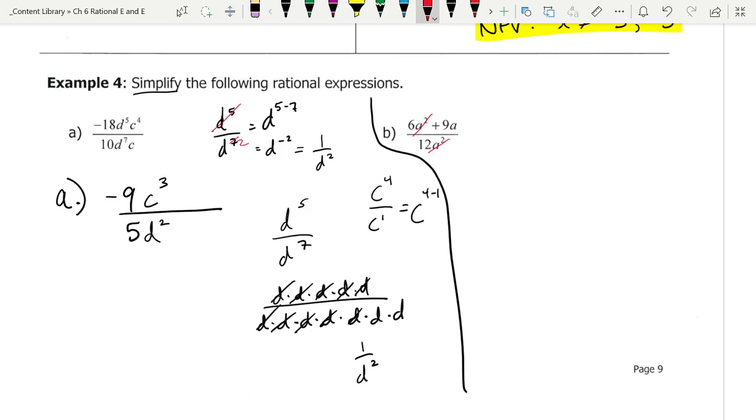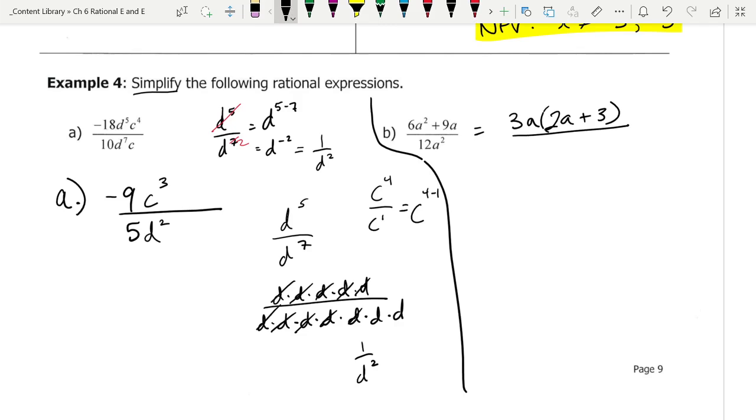Because see the inherent difference between the first one and the second one here, between A and B, is that this is an add. This is a binomial. I have to start by thinking factor. Factor out 3a. And then you get a plus 3. No, you don't. Sorry. You get 2a plus 3.